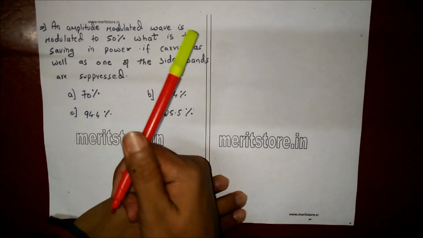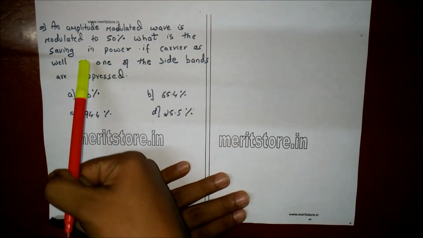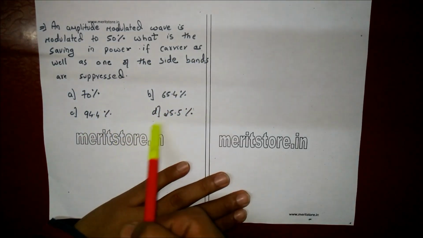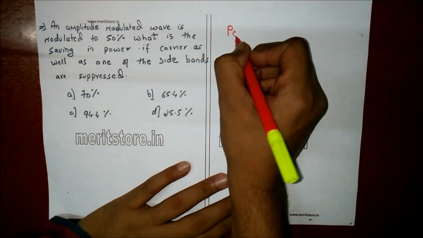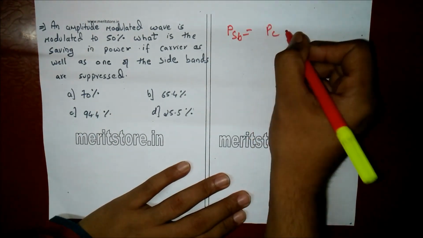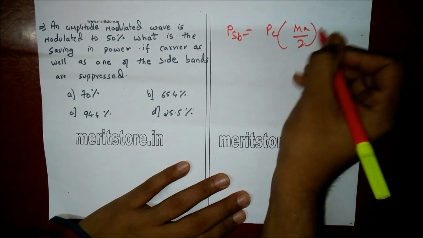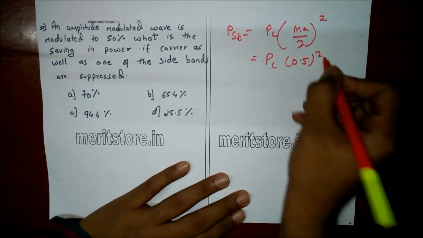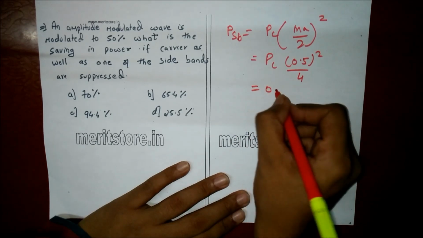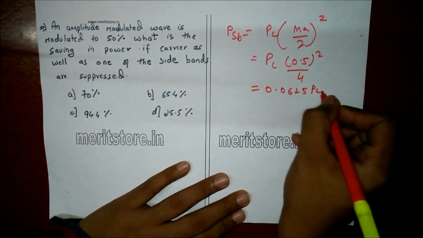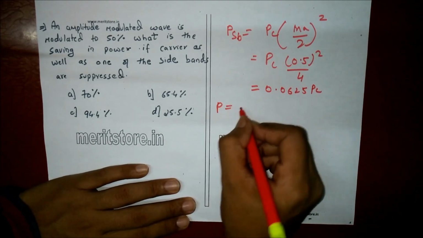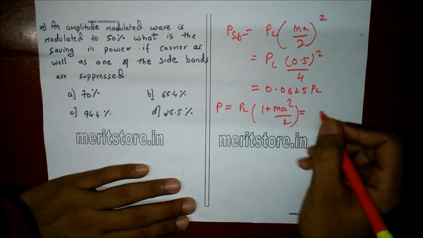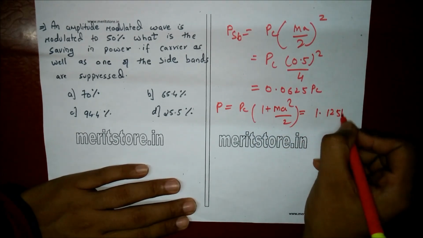An amplitude modulated wave is modulated to 50%. What is the saving in power if carrier as well as one of the side bands are suppressed? Here are the options. Now, the power in the sideband is given by the formula PSB is equal to PC into MA upon 2 the whole square, which is equal to PC into 0.5 the whole square upon 4, which is equal to 0.0625 PC. Now also the total power P will be equal to PC into 1 plus MA the whole square upon 2, which is equal to 1.125 PC.